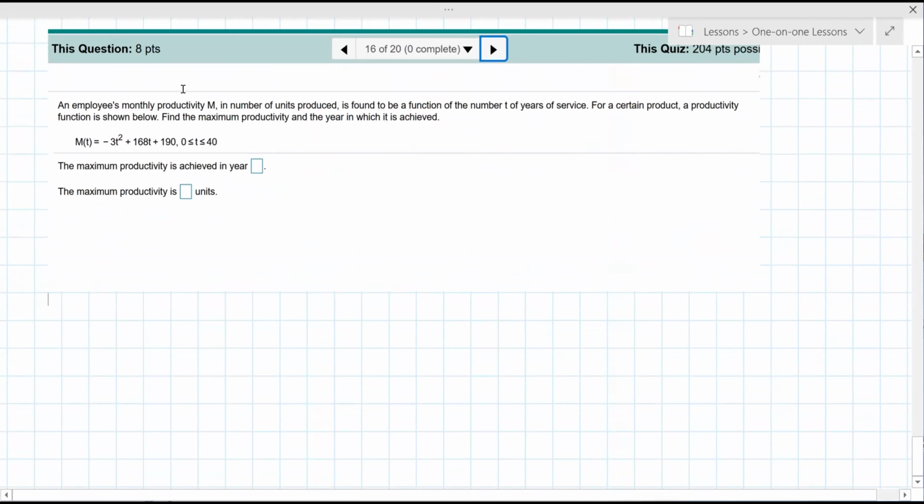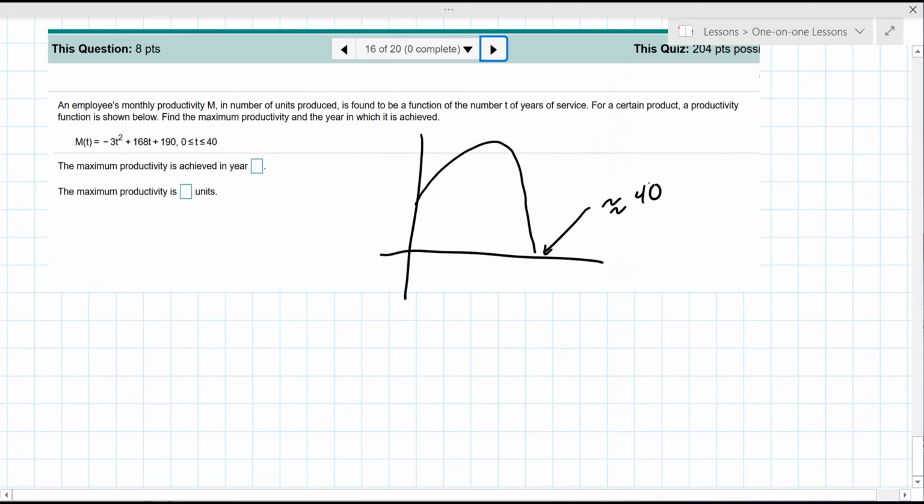All right, employees' productivity and number of units produced. So this thing right here, it's a parabola, because it's a t squared. It opens down, so it looks something like that. My guess is that 40 is somewhere around there. So the maximum productivity is the vertex. If you had a calculator, you could just graph it and find the vertex.